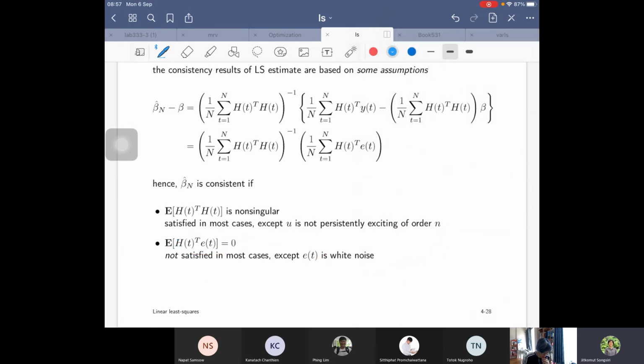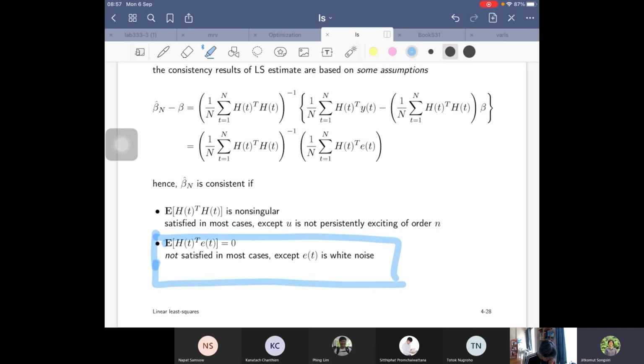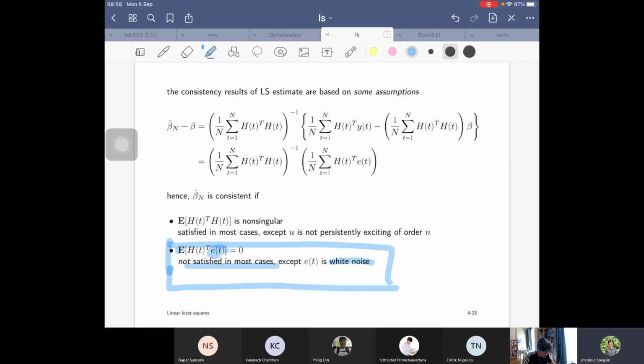So this result leads to the point that the term in the blue box is the requirement that has to be checked, whether it's satisfied or not. It's not satisfied in most cases, and usually it depends on the property of the noise. If e is white noise, then this assumption is satisfied. And that's why in a lot of the analysis we put in the white noise assumption, because it simplifies the obtained result.